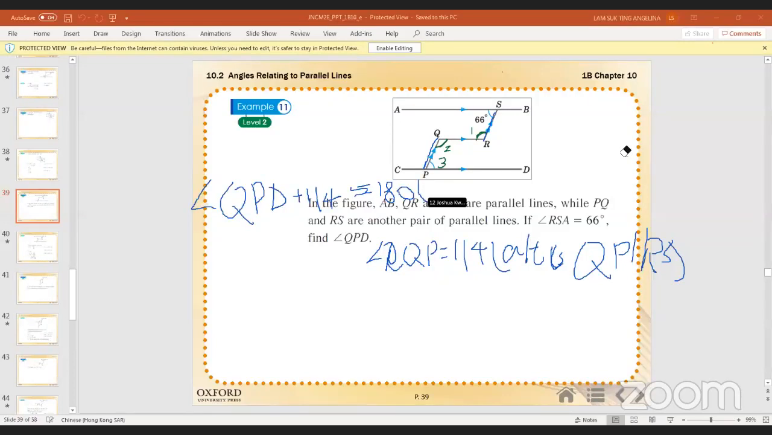Okay. Right, QPD, right, and then plus 100 interior angles, yes, and then the parallel lines Q.